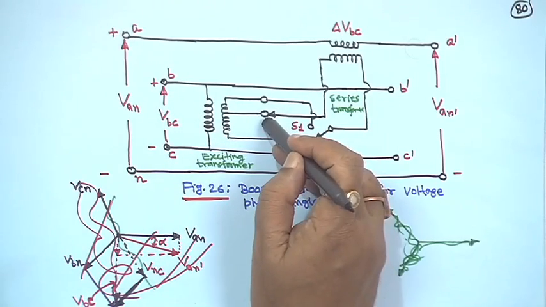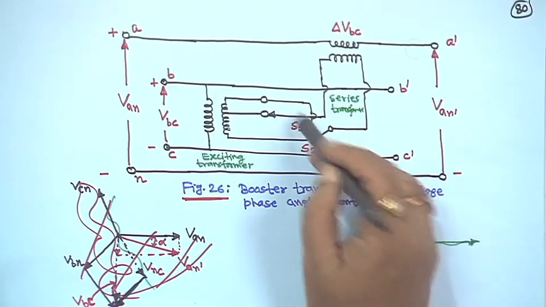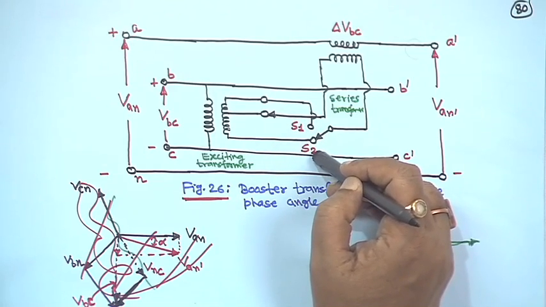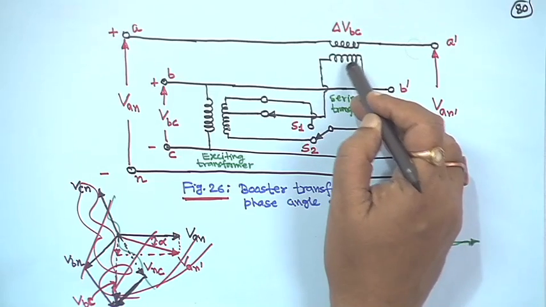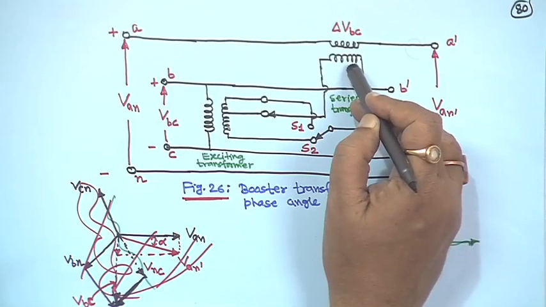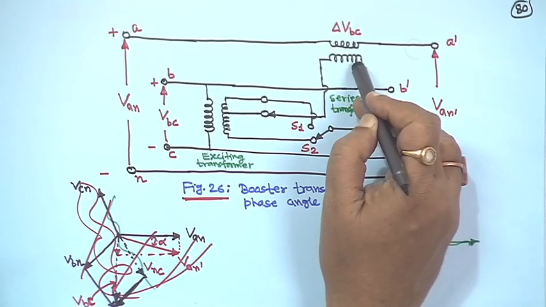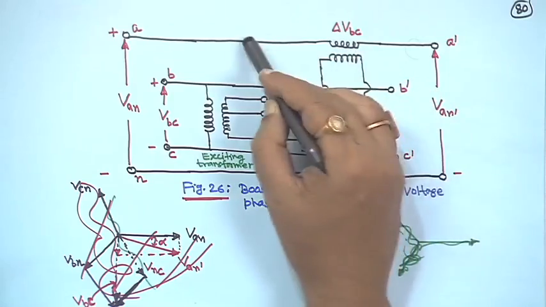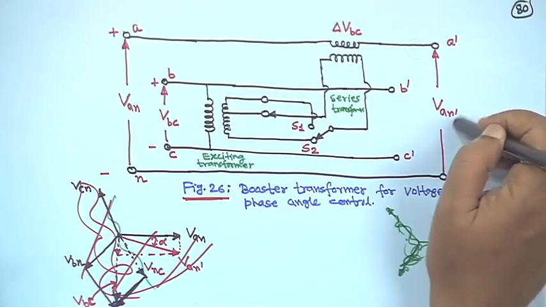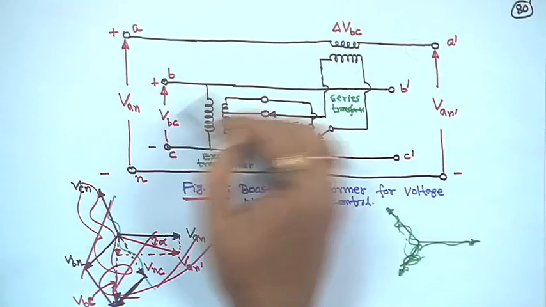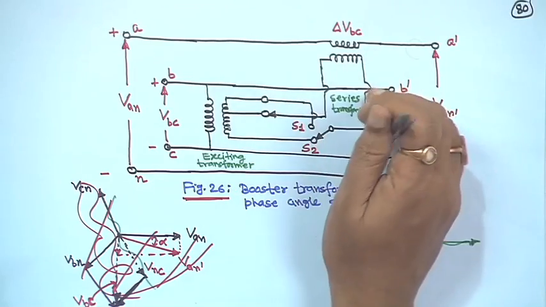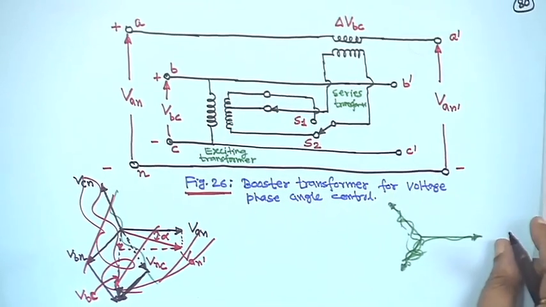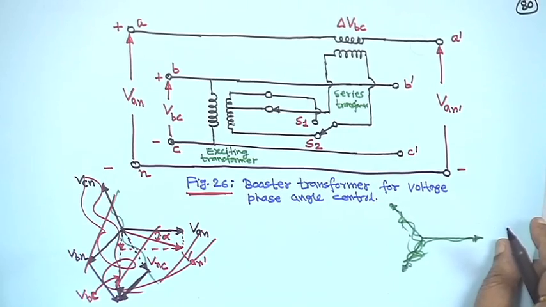From that, these are the tap settings, and only 2 taps are shown here. The output of this is the series transformer; on one side of this winding that voltage is impressed, and the other winding is in series with phase A, such that Van dash is equal to Van plus delta VBC. But delta VBC is not in phase with the phase A voltage, that is Van.